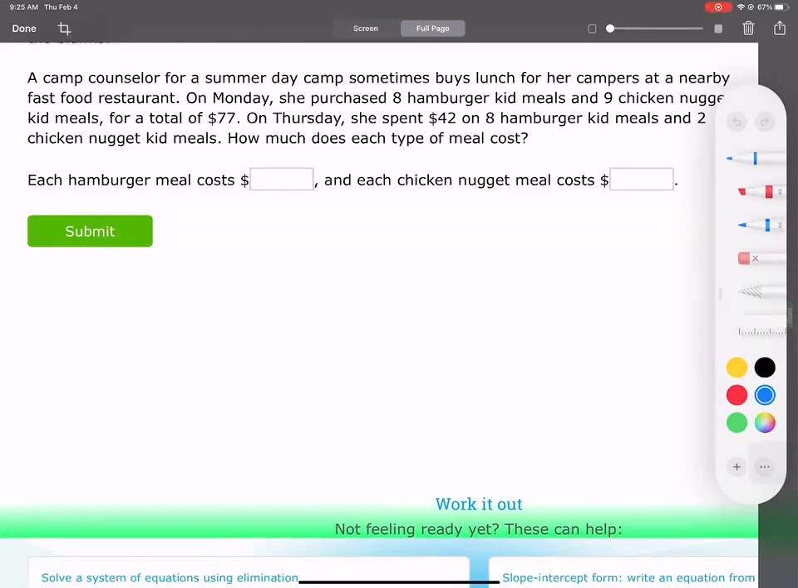Okay, the camp counselor for a summer day camp sometimes buys a lunch for her campers at a nearby fast food restaurant. On Monday, she purchased 8 hamburger kids meals and 9 chicken nugget kids meals for a total of $77. How do you guys feel about this? Me writing this equation, was it super hard?